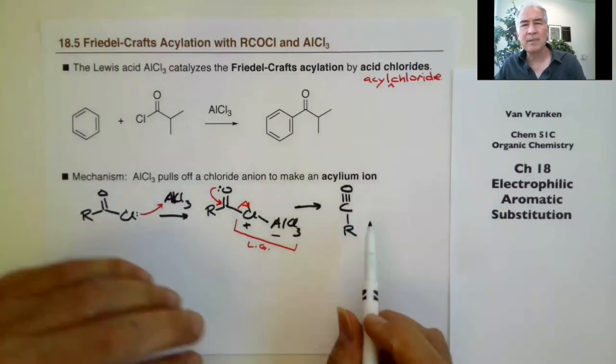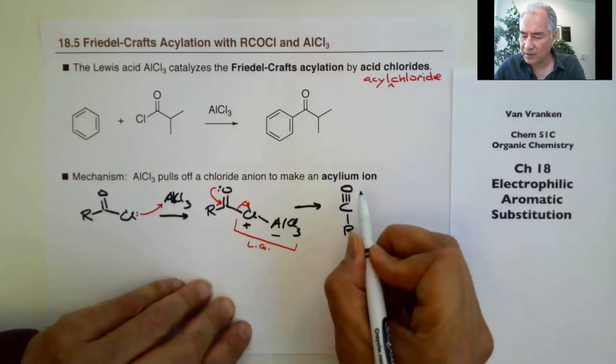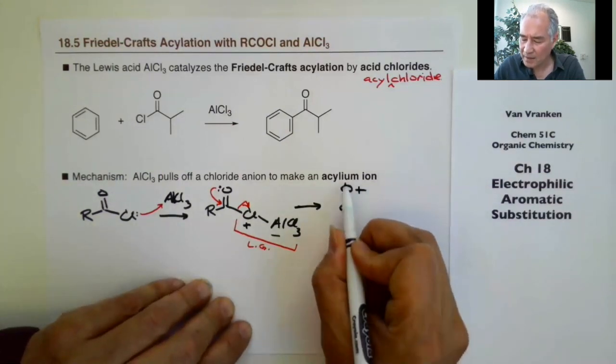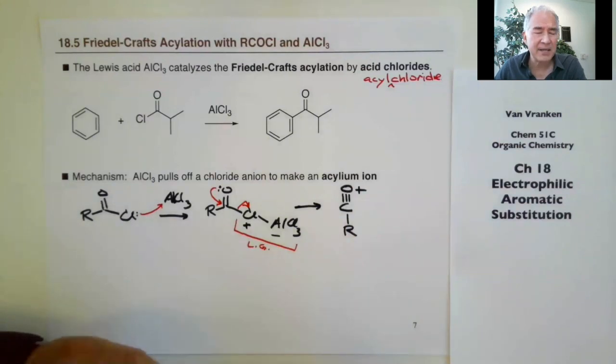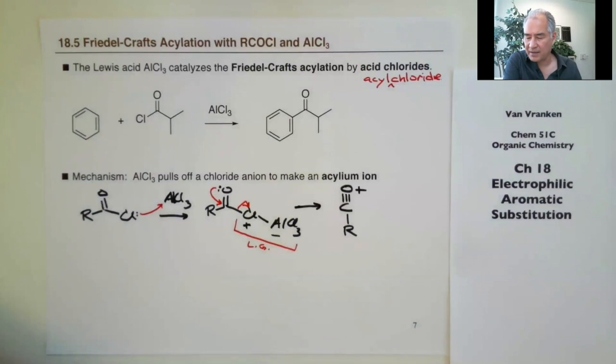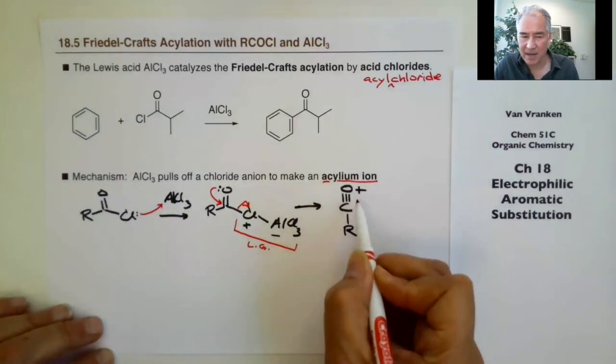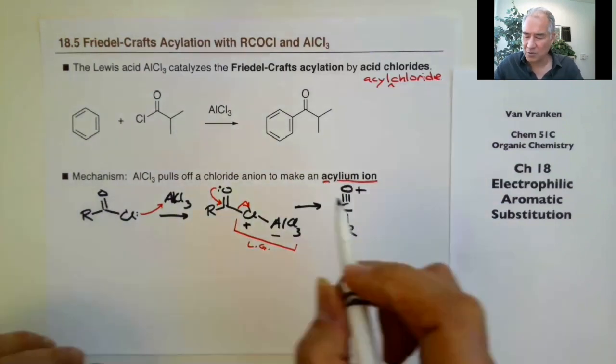Kind of looks like carbon monoxide. There's three bonds to oxygen in carbon monoxide, CO. This is kind of going to look freaky to you, this species. It's called an acylium ion. This species that I've got the name right above here. This is called an acylium ion. That's the electrophile that's super powerful.